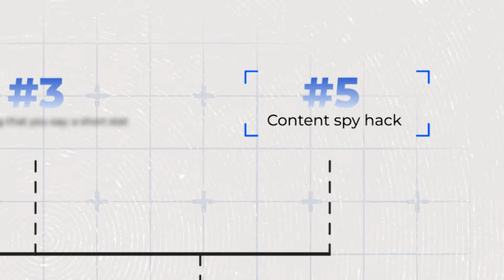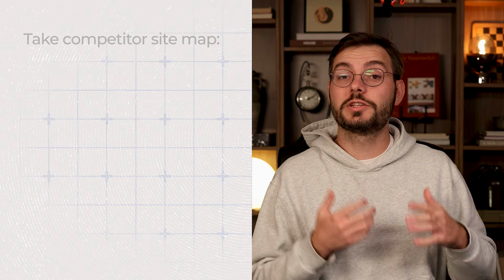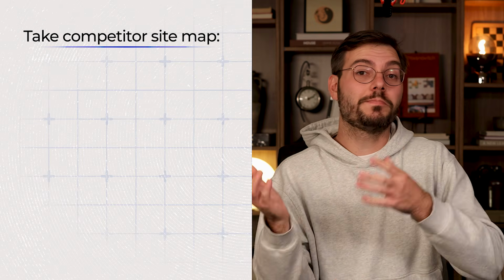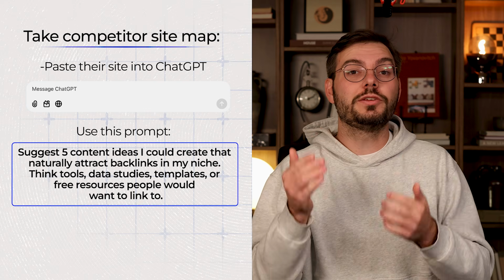Step number 5, content spy hack. Alright, let's get back to the sitemap trick that I showed you earlier. We can use this for content ideas too. It's really easy. You just take your competitor's sitemap, paste it into ChatGPT again, and use this prompt: What content topics is this website covering that I should also be writing about?